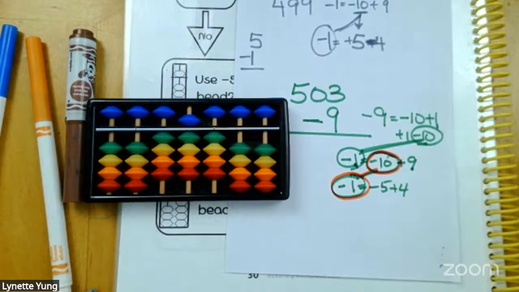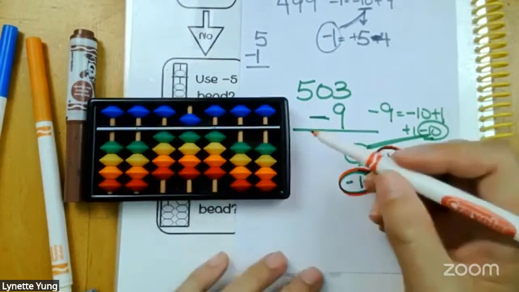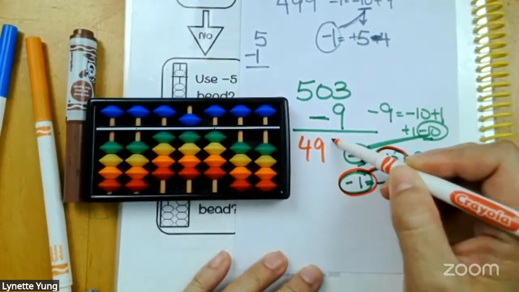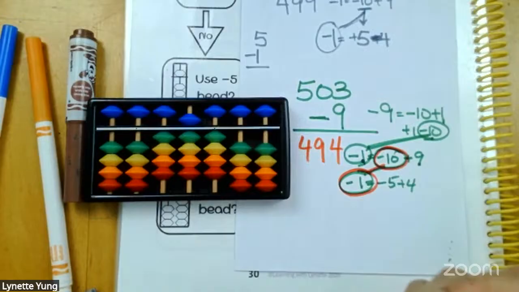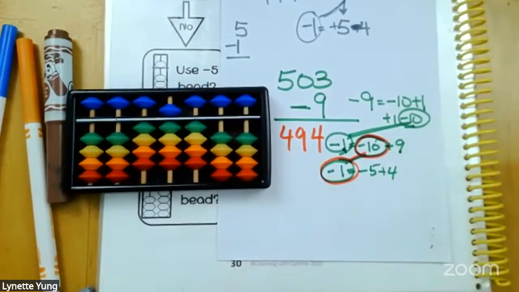Okay, what's the answer? So the answer is 494. That is mostly 494. I liked how you did that. Well, because the 9 is in the ones place.